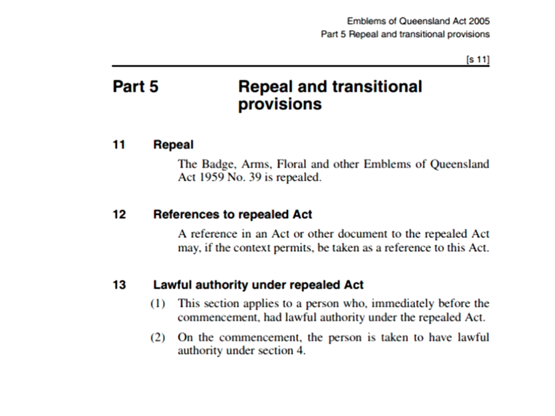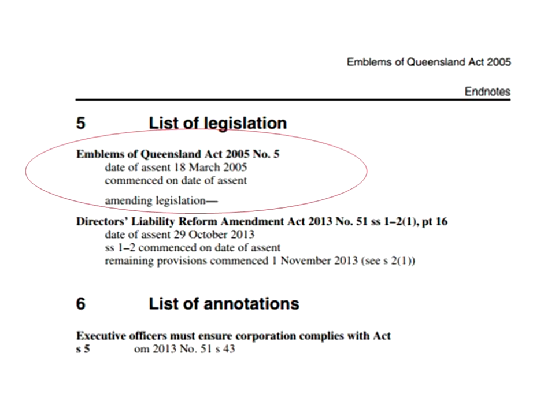So, at the same time, there's some repeal provisions, and this is a new act. It's not an amendment act, but this new act actually repeals an earlier act, which is the Badge, Arms, Floral and Other Emblems of Queensland Act from 1959. So this shows you the provisions in this act which enables that earlier act to be repealed and taken off the statute book.